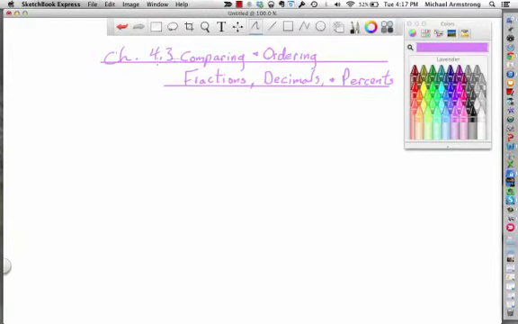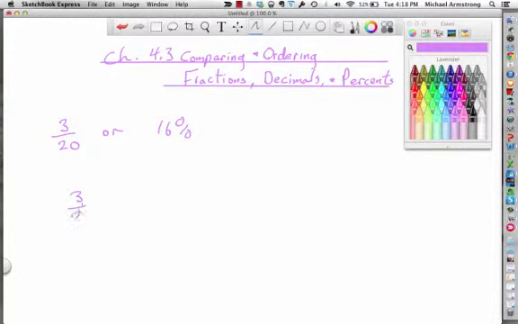Okay, chapter 4.3, comparing and ordering fractions, decimals, and percents. So here's a question: which is greater, 3/20ths or 16%? To figure that out, you might just have to change everything to a percent, or to a fraction, or to a decimal. So let's write 3/20ths as a percent.